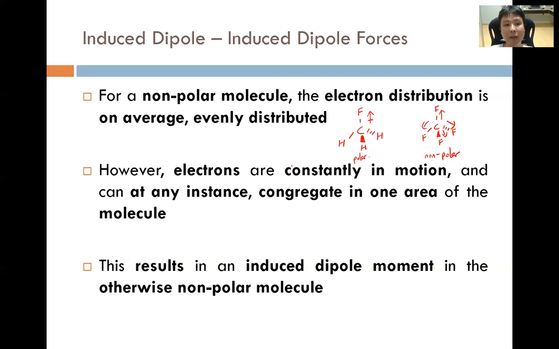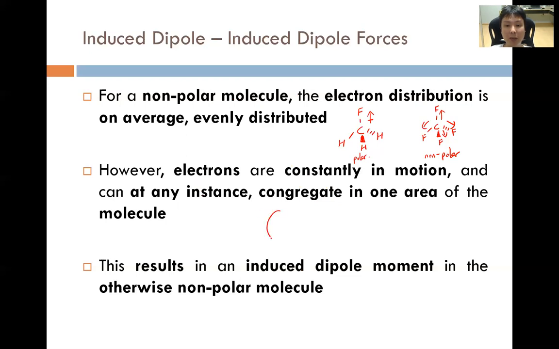Okay. However, because electrons are constantly in motion, by chance there can be a greater amount of electrons that will congregate in one area of the molecule, and this will result in an induced dipole.